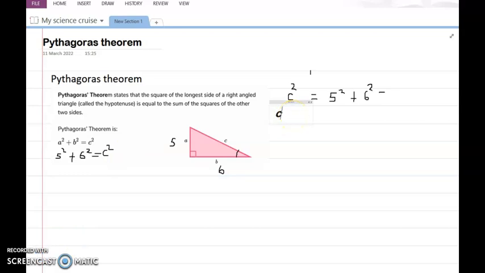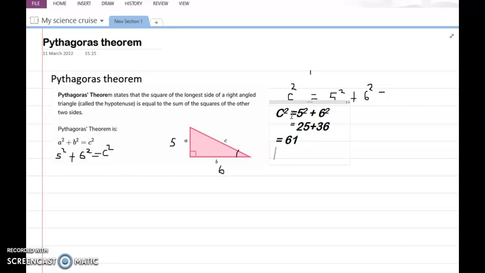So we'll get C squared equal to 5 squared plus 6 squared. So 5 squared is equal to 25 and 6 squared is equal to 36. Therefore C squared is equal to 25 plus 36, which is equal to 61.